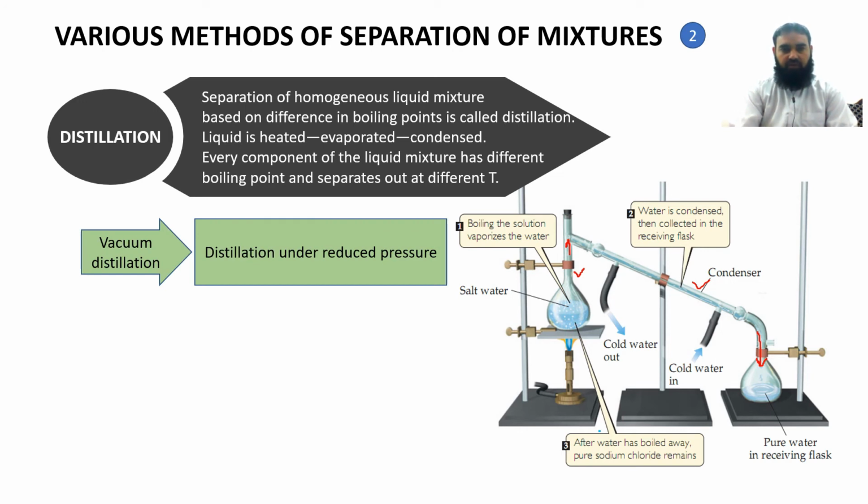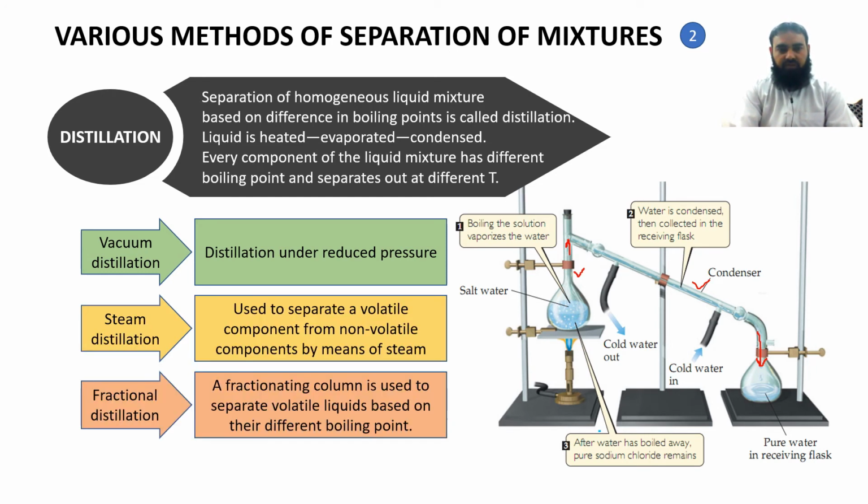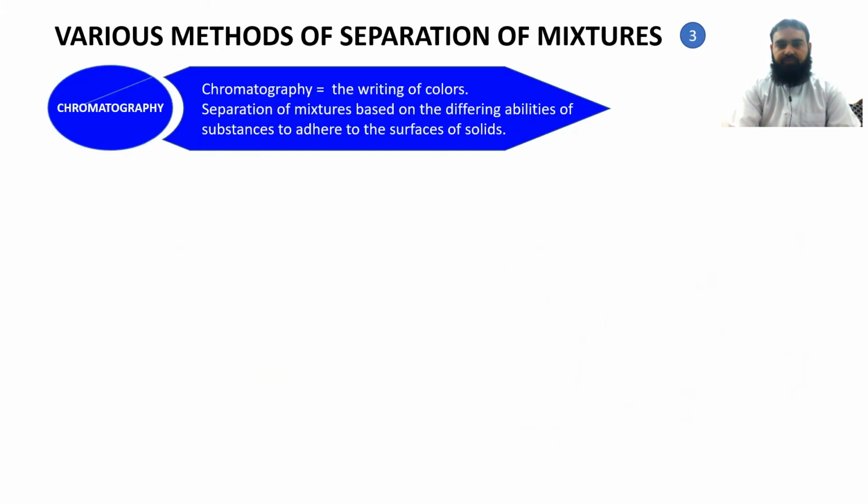Distillation can be done in various ways, and one of them is vacuum distillation. Vacuum distillation is also known as distillation under reduced pressure. It can either be a steam or fractional distillation. Fractional distillation is the same, but we use a fractionating column to separate volatile liquids based on their difference in boiling points.